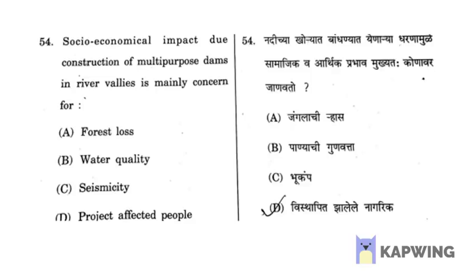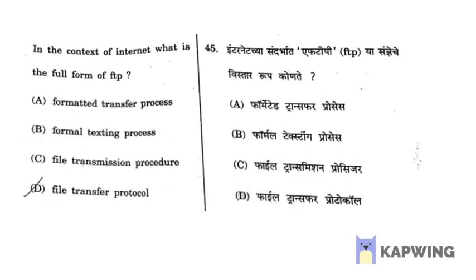Socio-economic impact due to construction of multi-purpose dams in valleys is mainly concerned for. Now you see, it is most simple, because they have asked about the social and economic impact. Though if you construct a dam there is a possibility of earthquakes and all, the most probable answer for this will be project affected people. So the option is D.